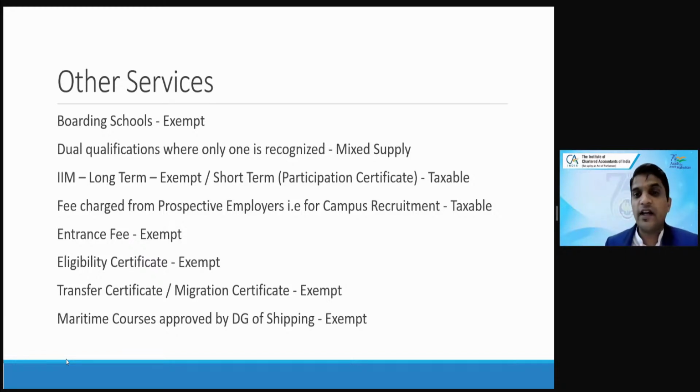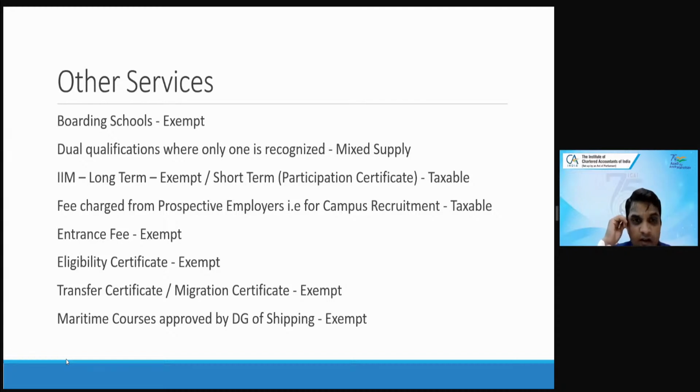Now, a few clarifications. For boarding schools, that is, residential schools, their services are exempted because the primary service is education and the stay is ancillary. So a boarding school is also liable for exemption as per educational services.